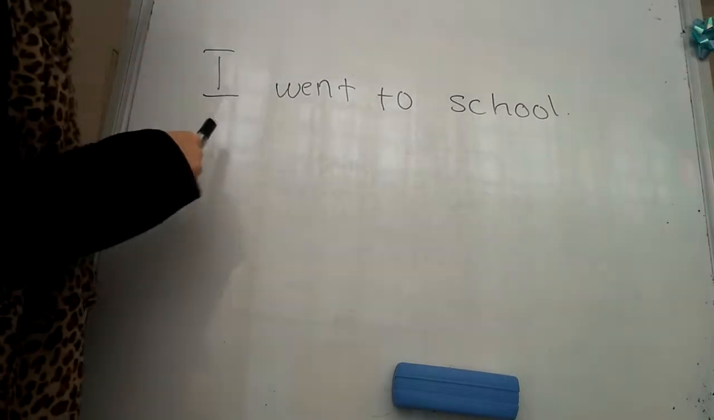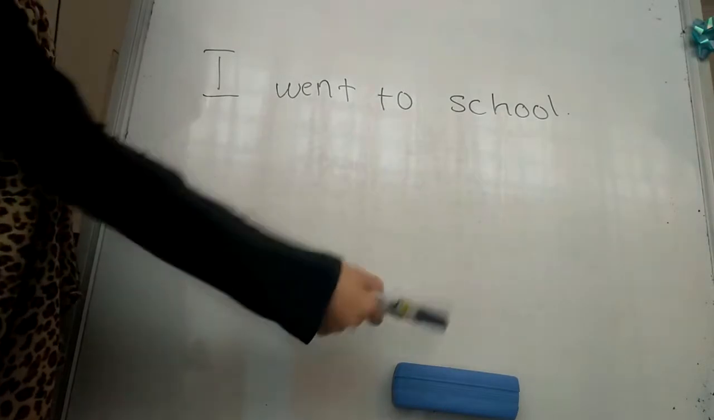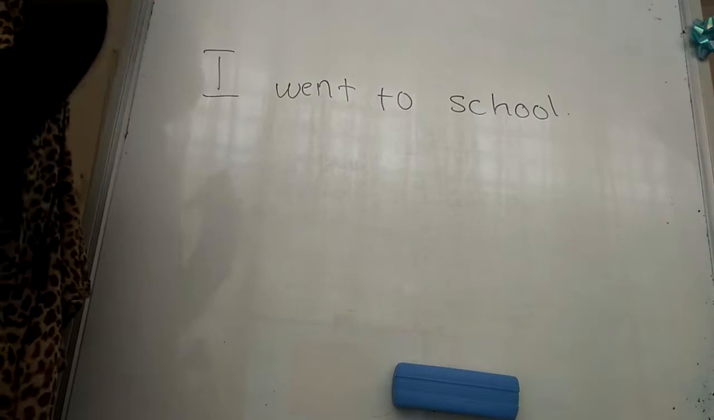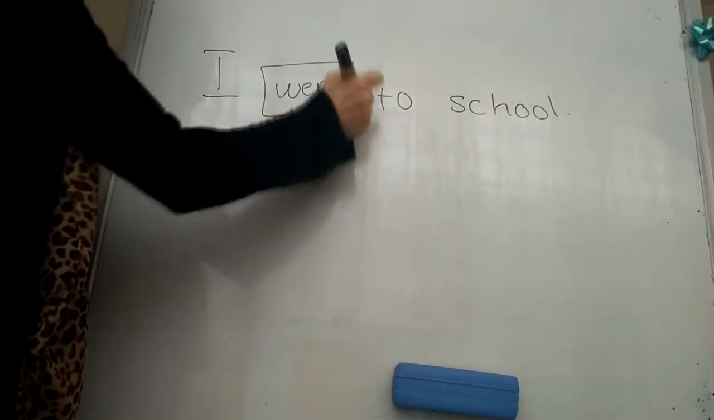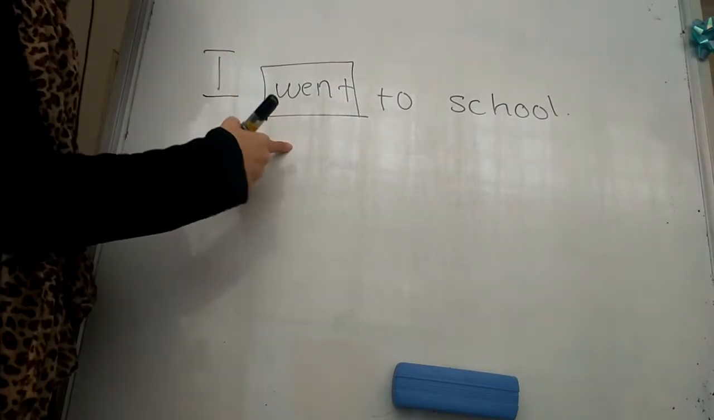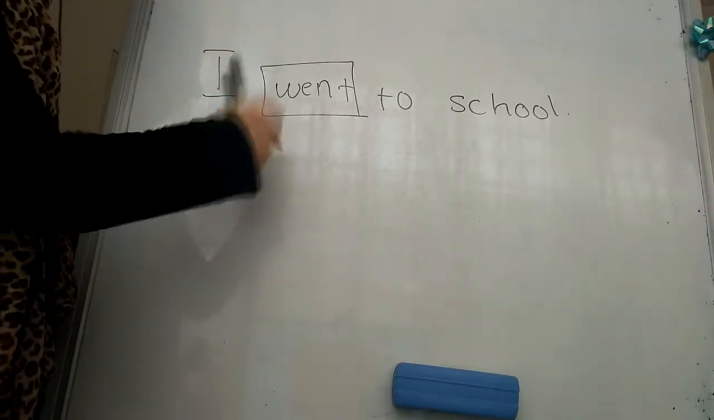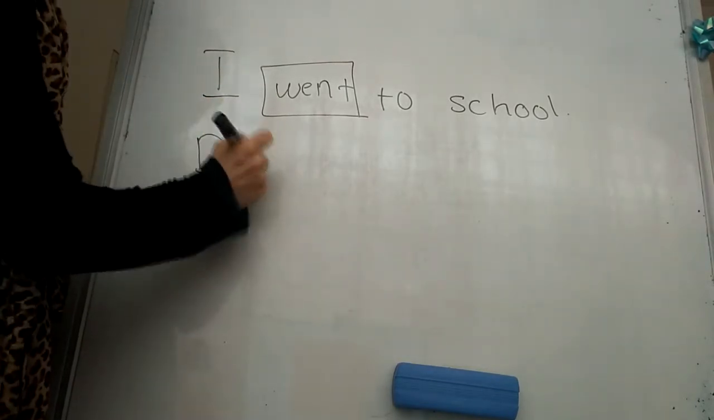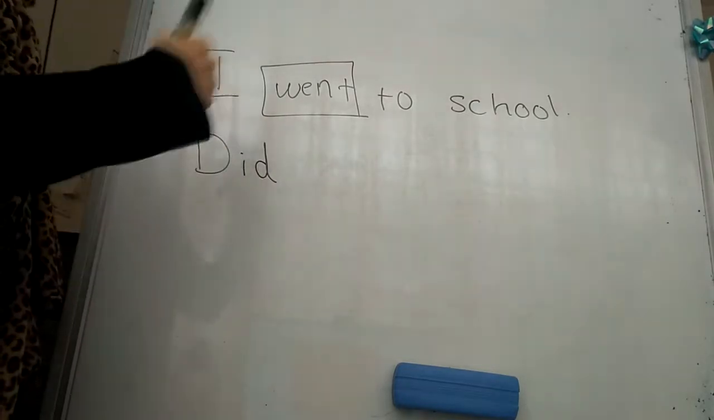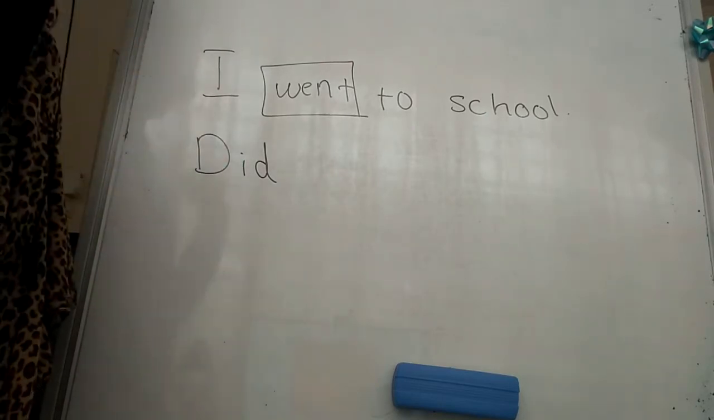So this is the sentence that we need to look at. I went to school. To form a question, how can we form that? The first thing that you need to look at is the verb. You need to ask yourself one question: is the verb in simple past or simple present? If it is simple past, then we use did. If it is in simple present, we use do. Right? So you just need to be a bit careful on this.